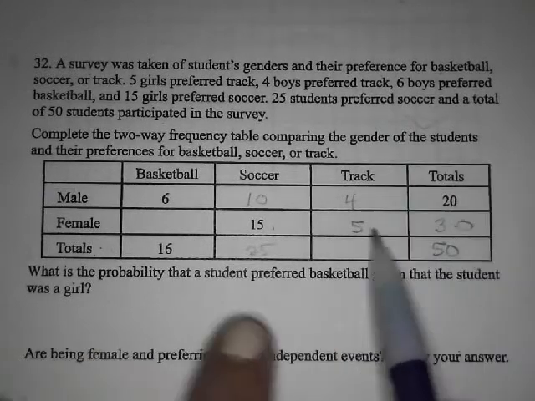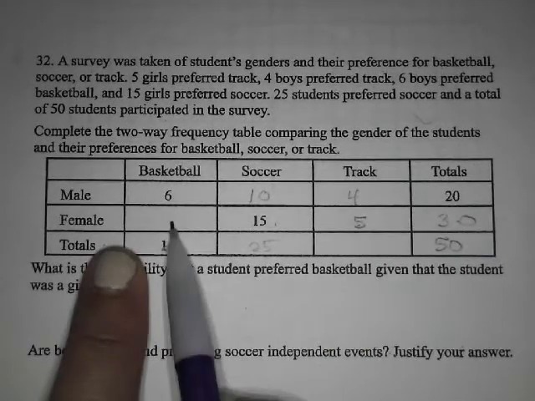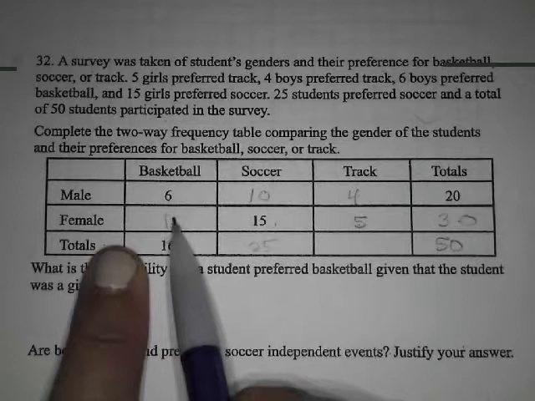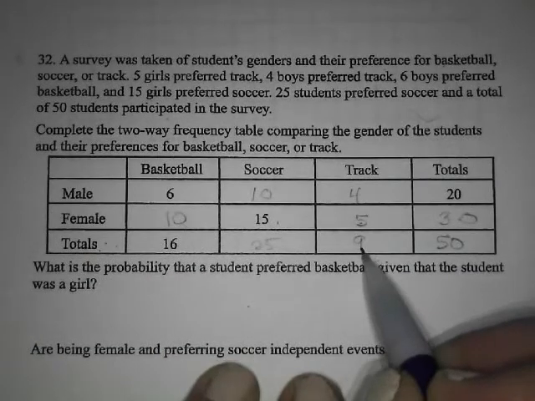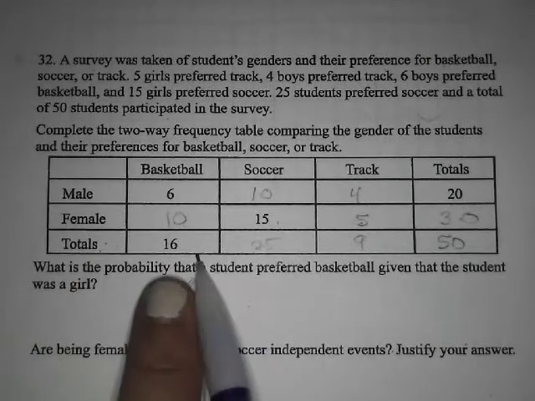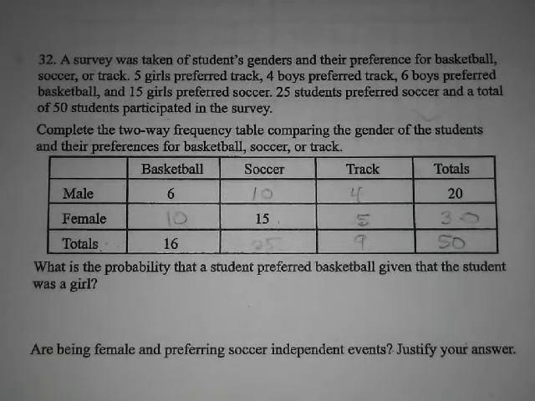If these needed to add up to 30, we already have 20 females. We need 10 more. And our track column, 5 plus 4 is 9. And so all of that should work out. 16 plus 25 plus 9 gives you 50. So we complete the table. That's probably good for a point.